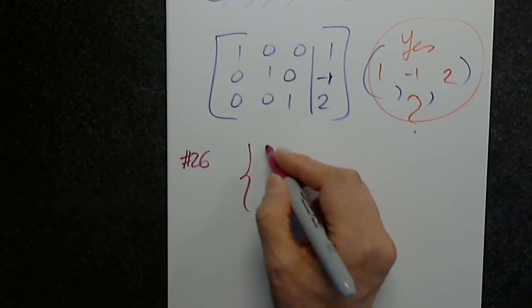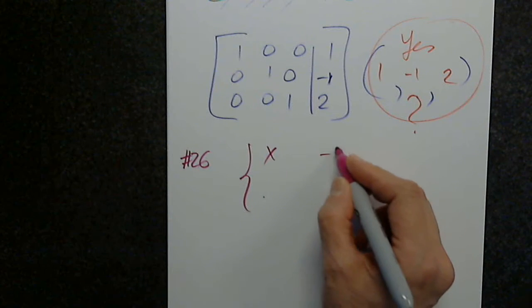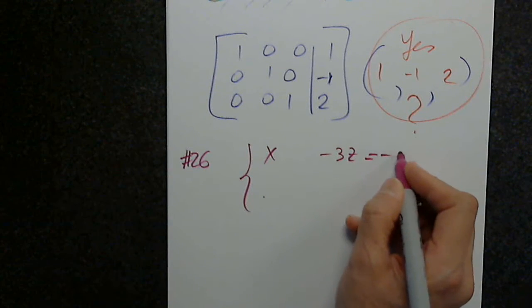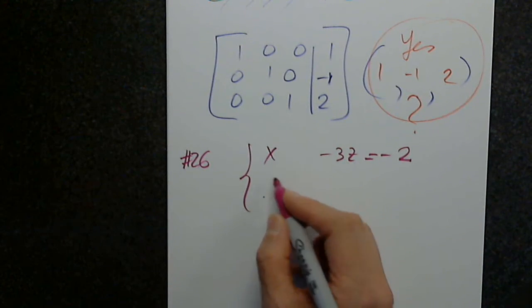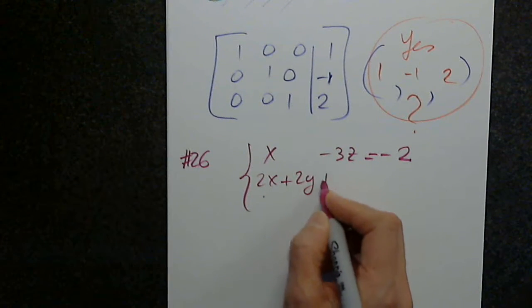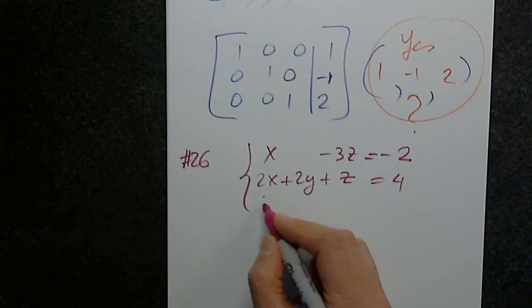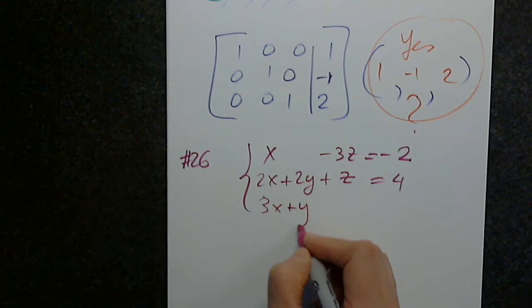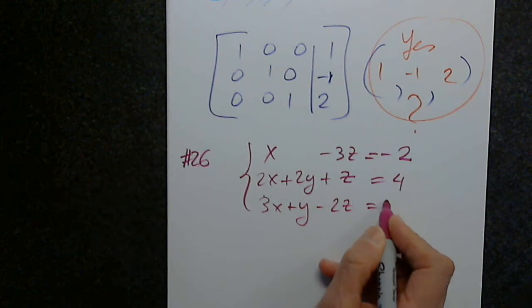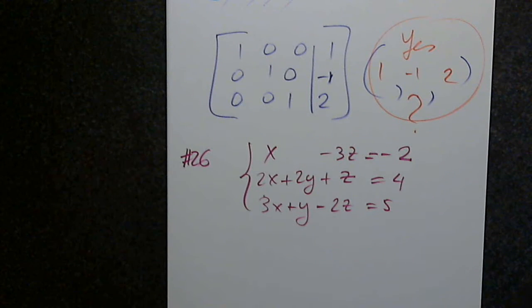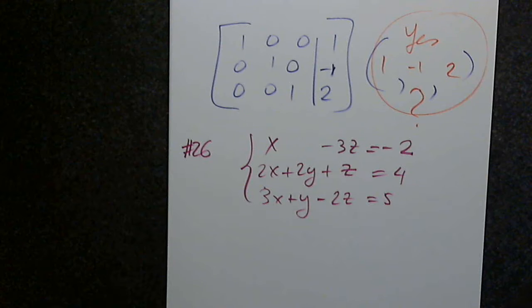26. x minus 3z equals -2. 2x plus 2y plus z equals 4. 3x plus y minus 2z equals 5. It's like a puzzle. Look at it as a puzzle. Okay, ready? Did I start this? Yes, I did.